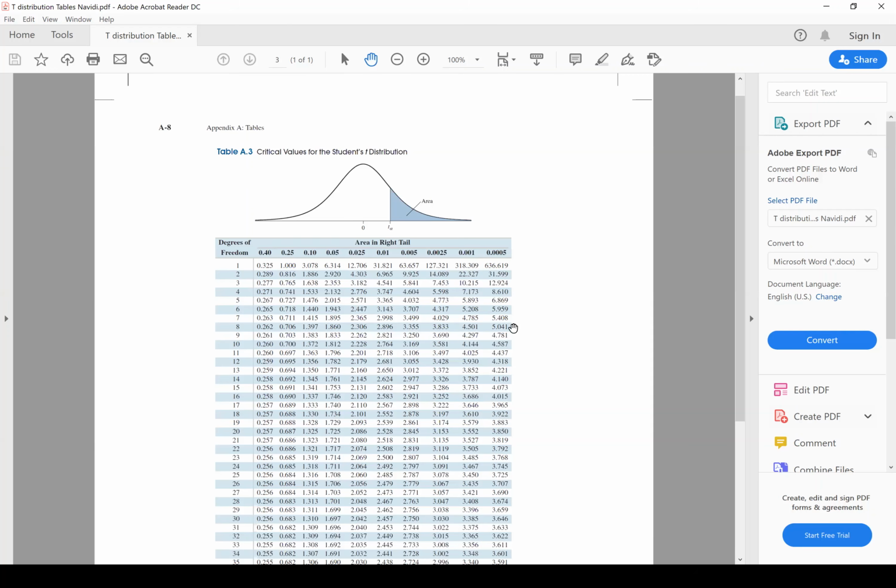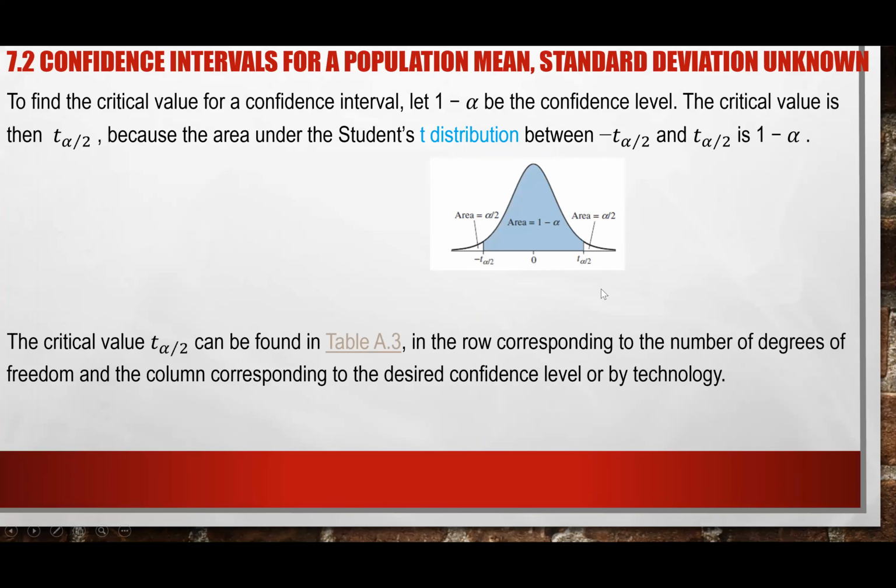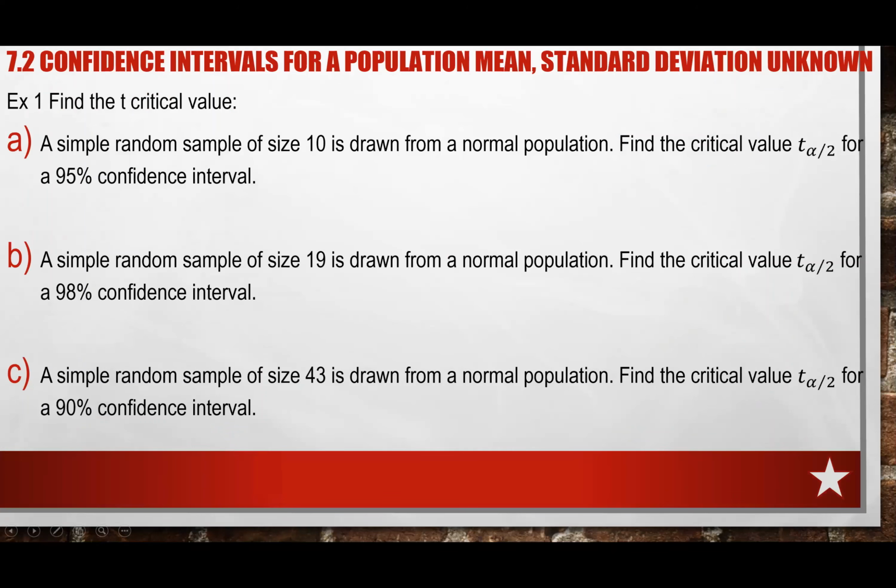Okay, so let's take a look at this item here. Again, all we're doing is finding a critical value by using that table. So for instance, if they give you this question and they ask you to find a T critical value: a sample size of 10 is drawn from a normal population. So again, normal population, bell-shaped curve. Find a T critical value for a 95% confidence.